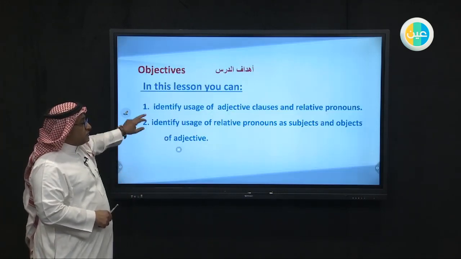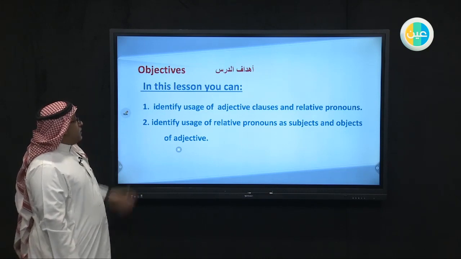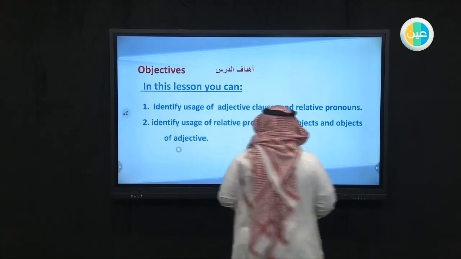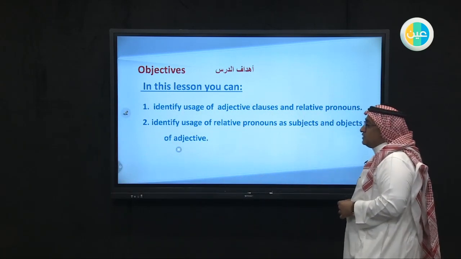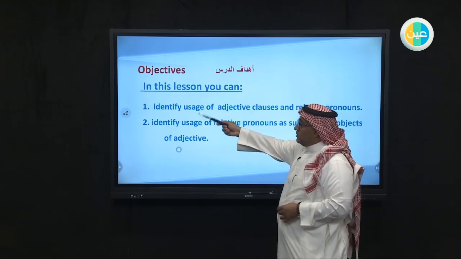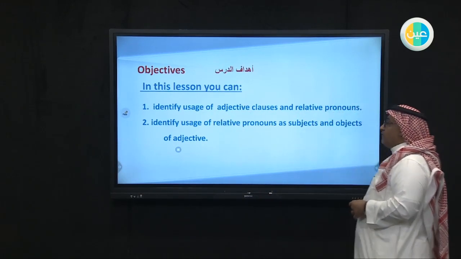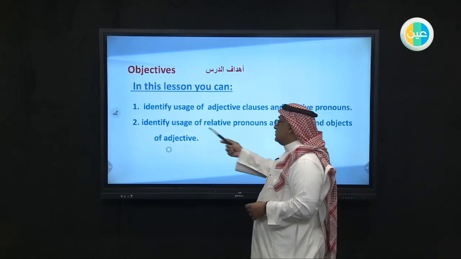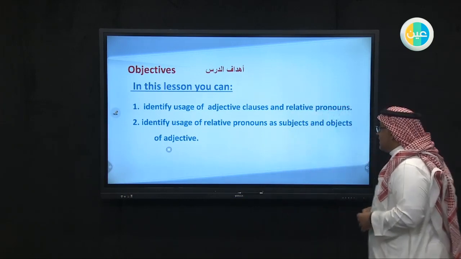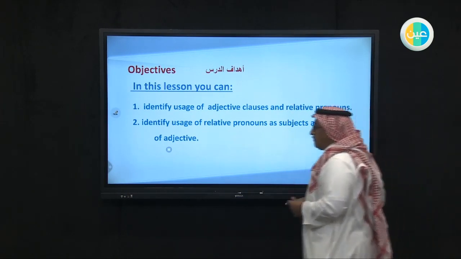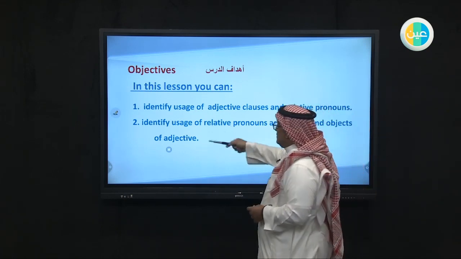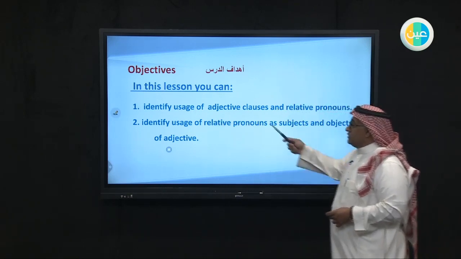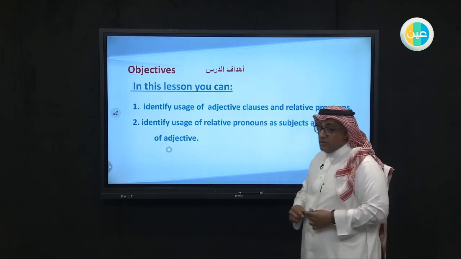Okay, let's get started. Objectives. Okay guys, in this lesson we are going to focus on achieving these two goals. The first one, to identify use of adjective clauses and relative pronouns. Second, identify use of relative pronouns as subject and object of adjectives. So the common thing between the two objectives is relative pronouns.